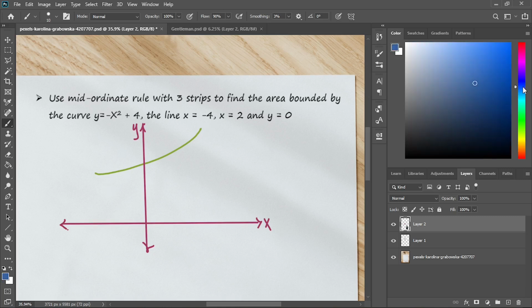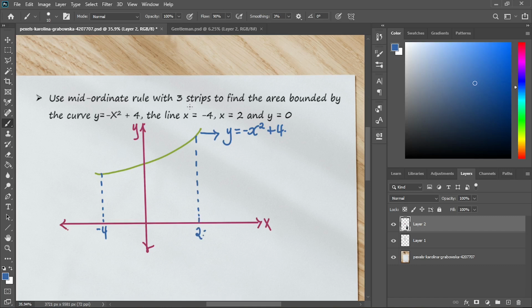So this curve of ours is going to be the curve y equals negative x squared plus 4. And then the line x equals negative 4, let's say it's somewhere here. And then the line x equals 2 is somewhere here. x equals 2.